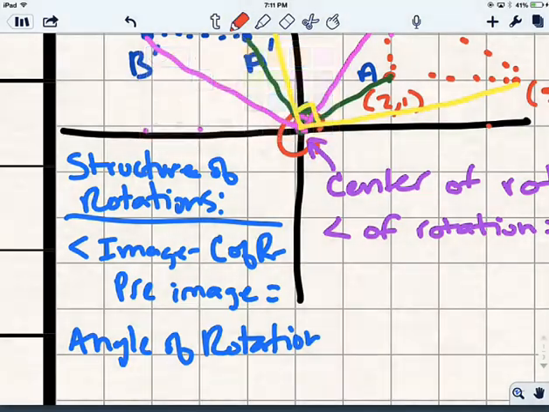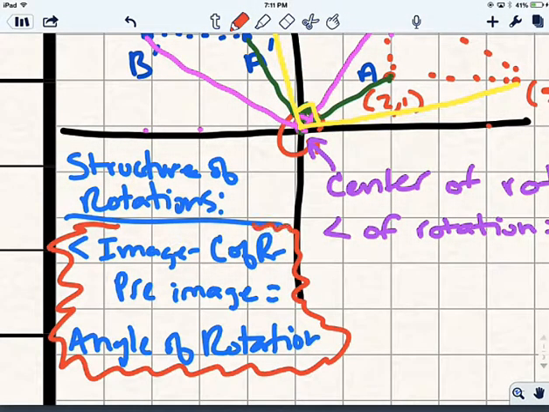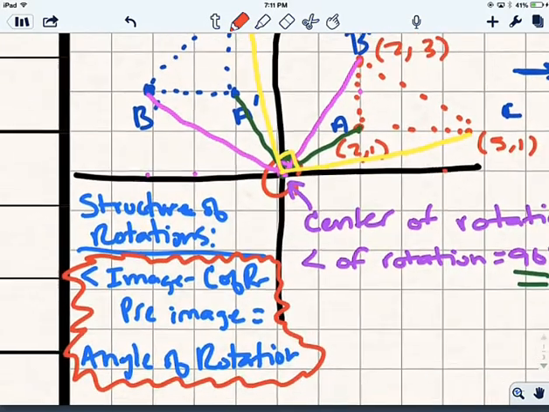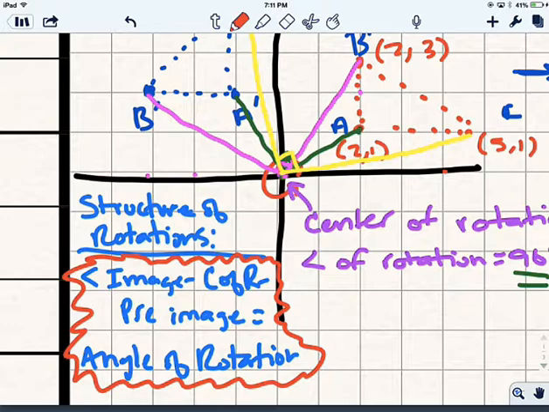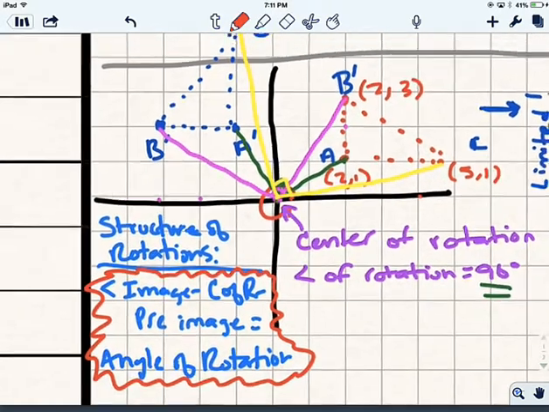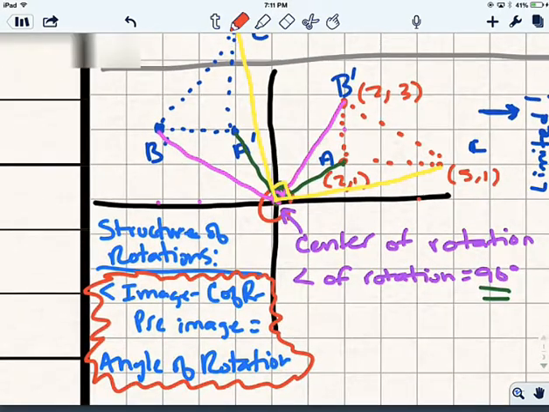Let's go red. Let's highlight this because that is a wonderfully nice point for us. Because if I'm performing a rotation, I should be able to see that angle of rotation in my actual structure. So if I'm rotating 180, 90, 270, whatever have you, I should be able to draw a line from my pre-image, which is my original point, down to my center of rotation, back out to my image, my new mapped point, and that angle should be the exact same angle as my angle of rotation.